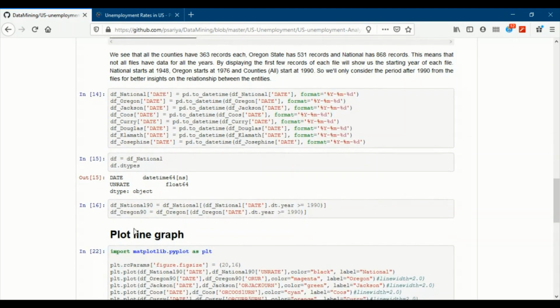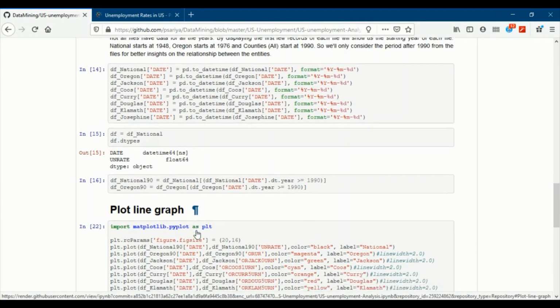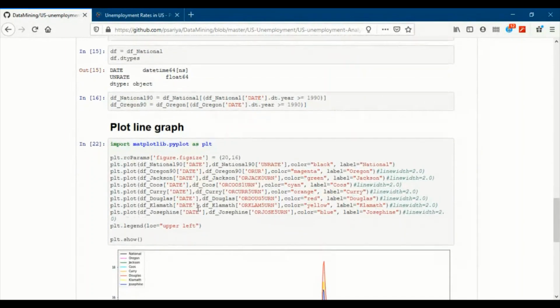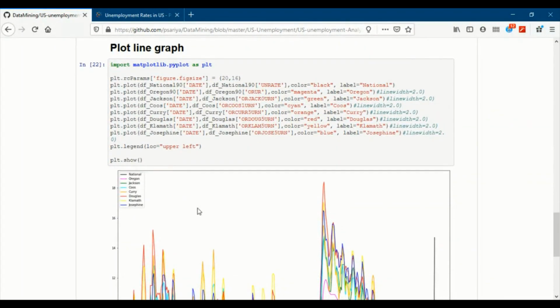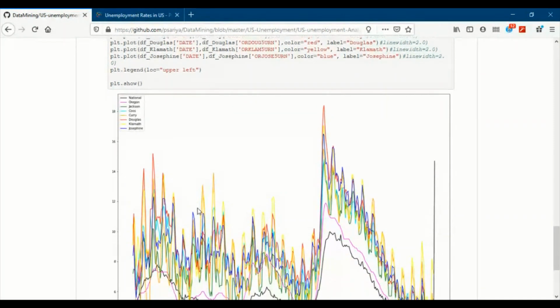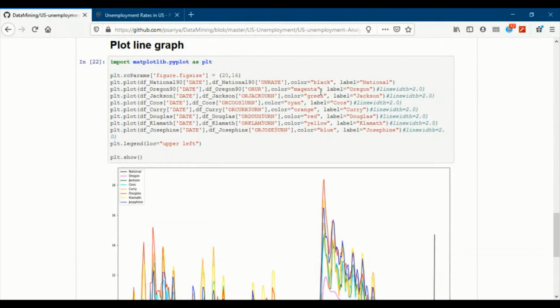Now what we have done next is we have only selected the records from 1990 in the national and the Oregon data frame. Next, we will be plotting a line graph for all the records of all the data frames that we have, and for each state, for each line, we will be giving it a unique color so that we can recognize it on the graph, and then the graph will also have a legend.